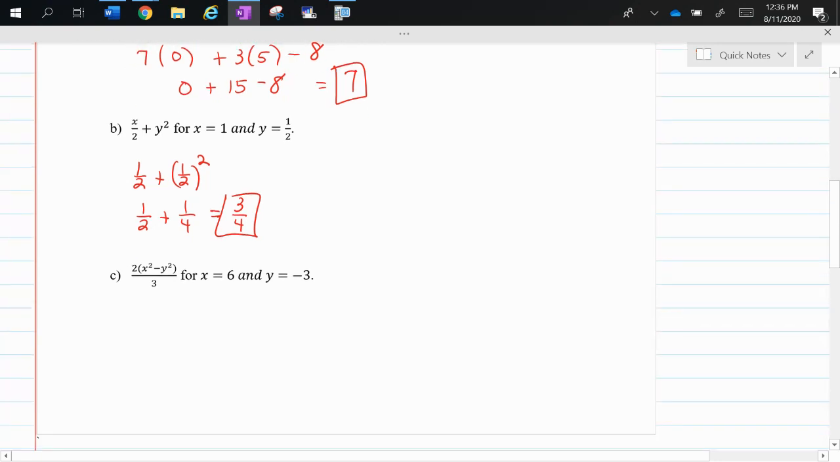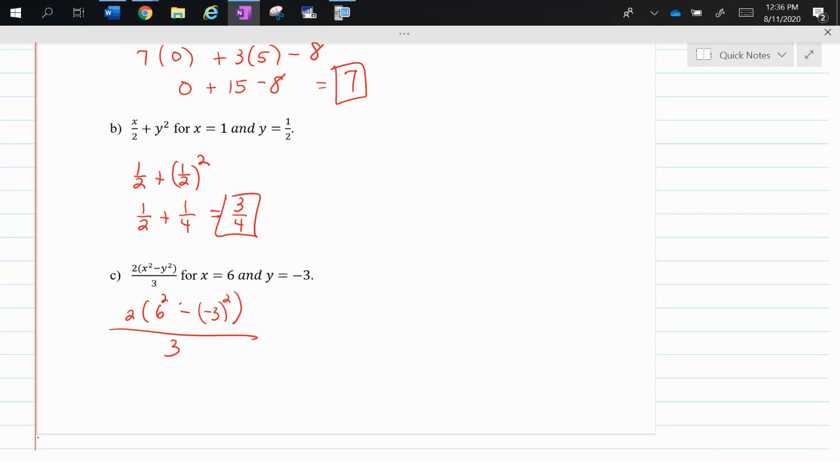And then lastly, we're going to plug in 6 for x. Minus -3 for y. So we have to be careful here. We've got a bunch of grouping symbols going on here. Because I noticed I put the -3 inside parentheses to square it. So that's going to remind me that I square the -3, not just the 3.